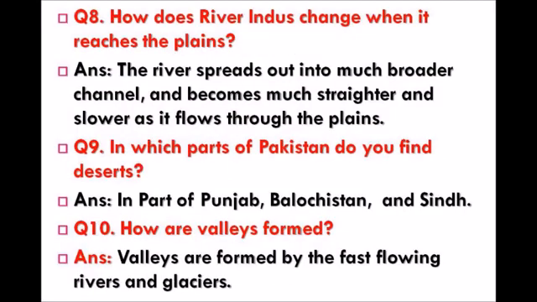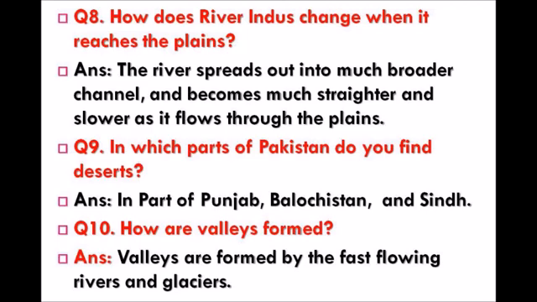Okay students, our question number 8 is how does river Indus change when it reaches the plains? Answer is the river spreads out into much broader channel and becomes much straighter and slower as it flows through the plains. Question number 9 is in which parts of Punjab do you find deserts? Answer is in part of Punjab, Balochistan and Sindh.